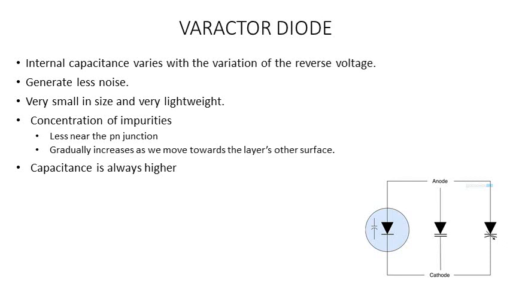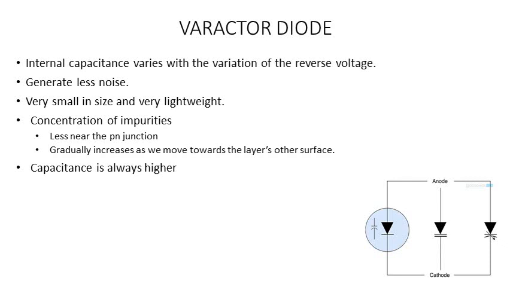In these diodes, the concentration of impurities varies such that they are lesser near the PN junction, and they gradually increase as we move towards the layer's outer surface. Because of the difference in the way the impurities are added to the P and N type layers, the capacitance of a varactor diode is always higher than that of a conventional diode. These varactor diodes are also known as varicap, tuning, or voltage variable capacitor diode.